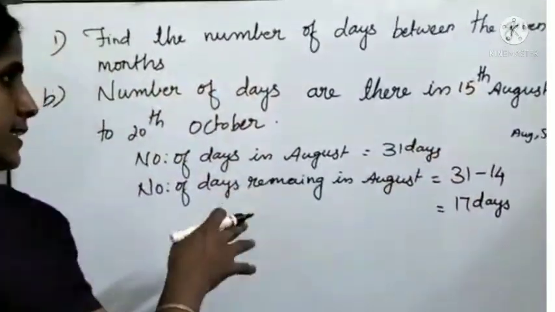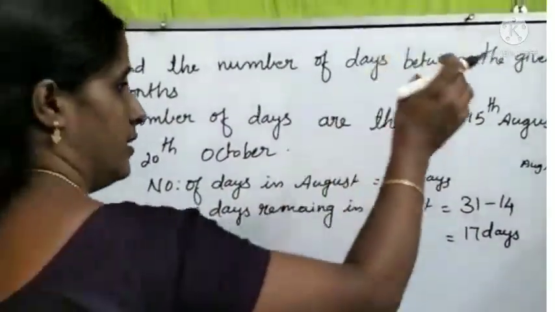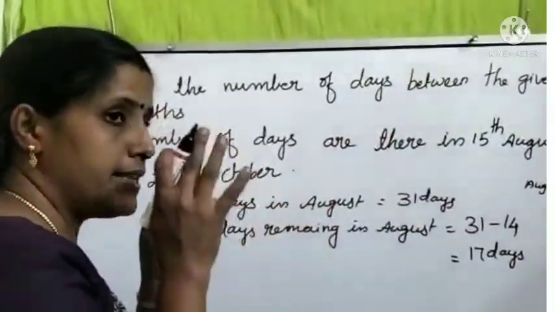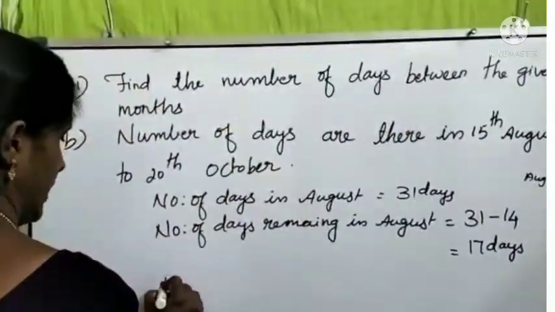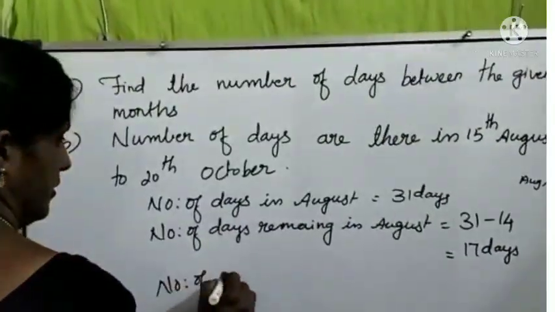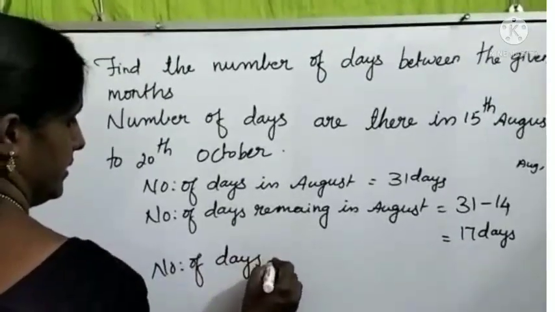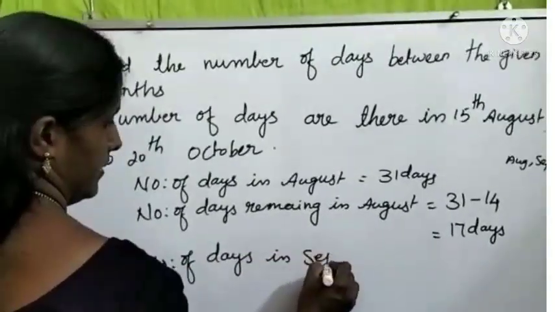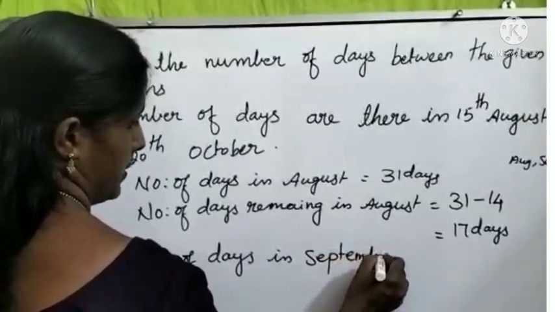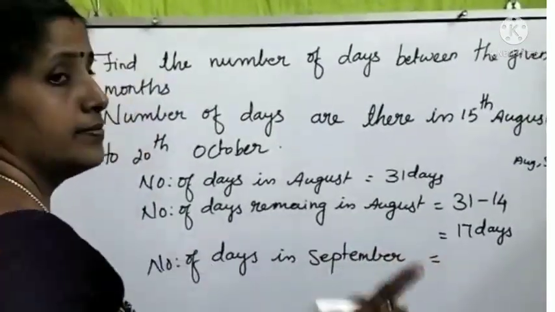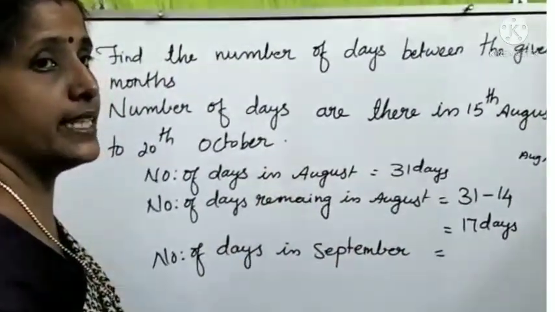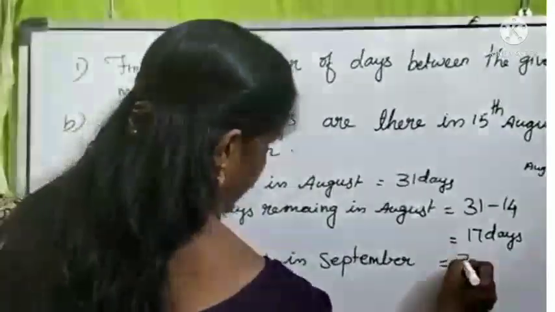So next we need to find out the September month. Complete days are included here. The number of days in September. How many days are there? September having how many days? Yes, 30 days.